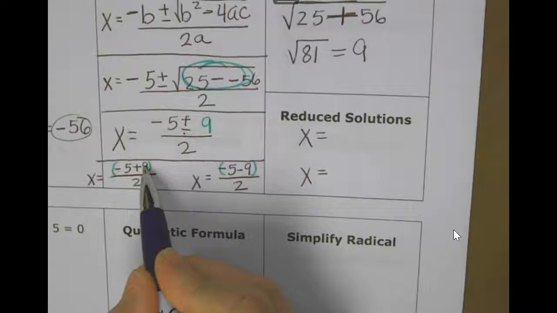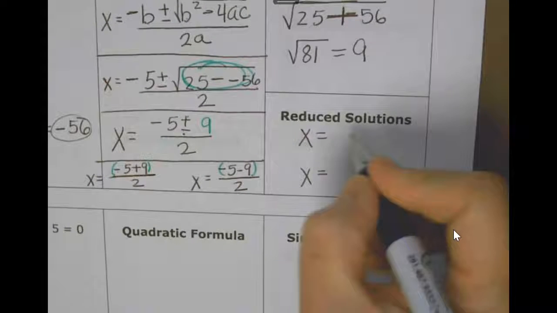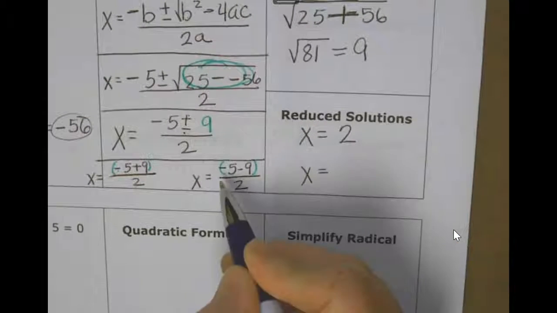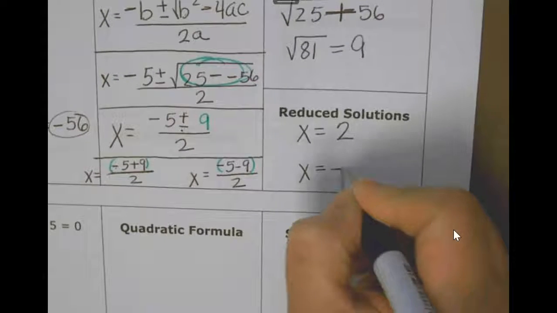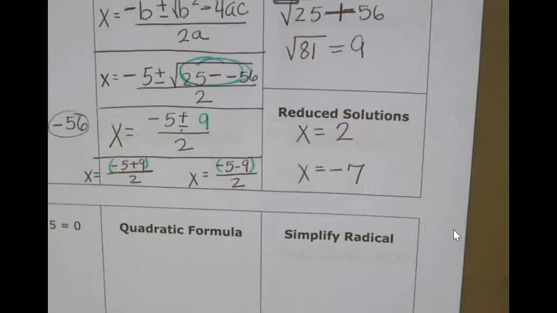Negative 5 plus 9 is a 4. 4 divided by 2 is 2. Negative 5 minus 9 is negative 14. Divided by 2, negative 7. Those are your two answers. It does not matter which one goes first. Also, on this particular problem, it probably could have been solved easier by factoring. This particular one could have been factored, but I chose this for your first example because we want to start off with an easy one and work up to the more difficult ones.